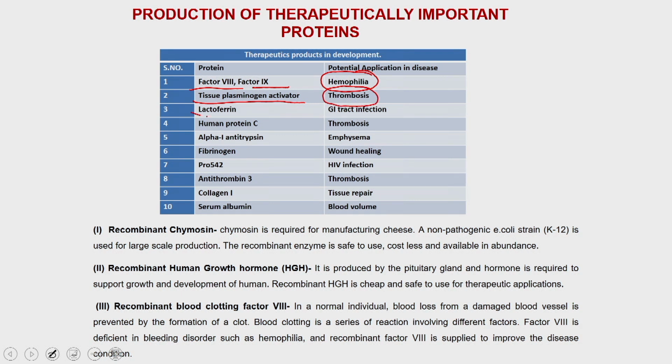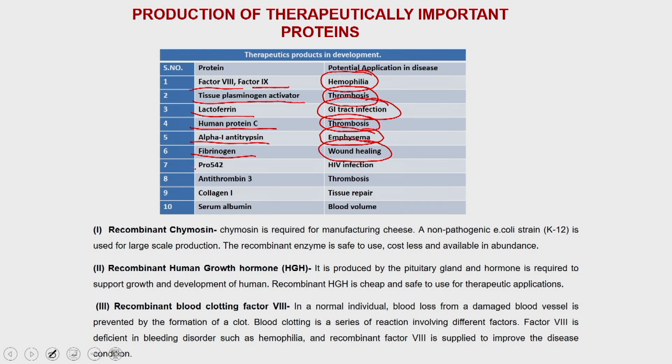Then you have lactoferrin, which works in the case of GI tract infections. Then you have human protein C, which also plays a crucial role in thrombosis. Then we have alpha 1 antitrypsin, which is used in emphysema. Then you have fibrinogen. Fibrinogen is required for blood clotting, so you use it for wound healing.